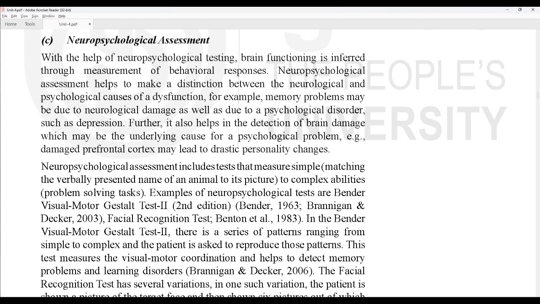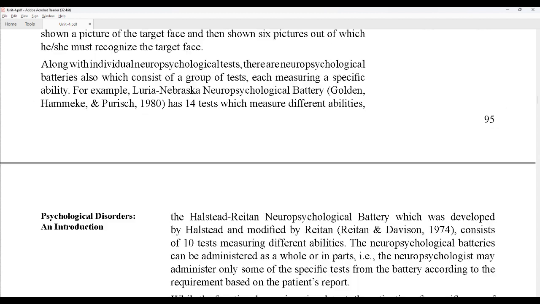In the Bender Visual Motor Gestalt Test 2, there is a series of patterns ranging from simple to complex and the patient is asked to reproduce those patterns. This test measures the visual motor coordination and helps to detect memory problems and learning disorders, Brannigan and Decker, 2006. The facial recognition test has several variations. In one such variation, the patient is shown a picture of the target face and then shown 6 pictures out of which he/she must recognize the target face.